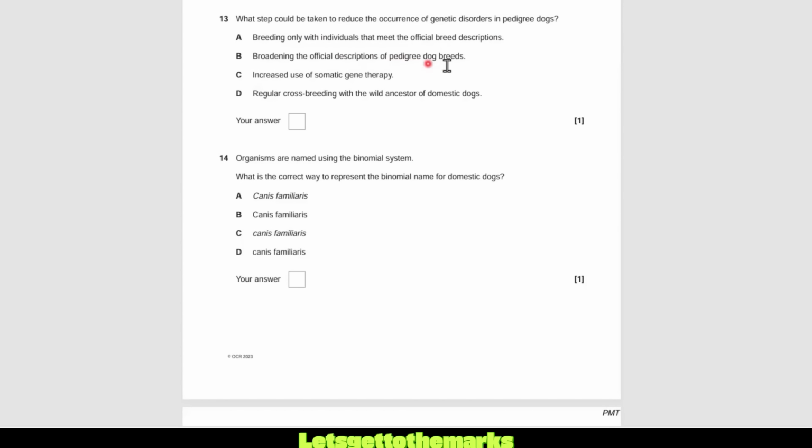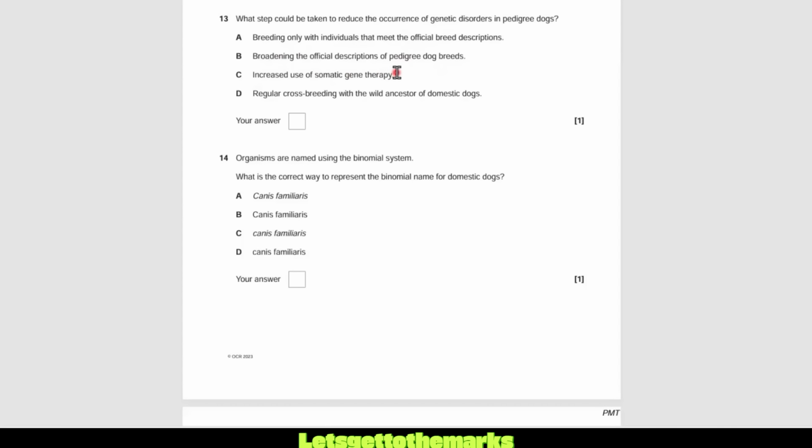Broadening the official descriptions of pedigree dogs will definitely reduce the occurrence of genetic disorders. If you're saying your dogs can only be of a certain height, like Chihuahuas can only be, I don't know, below a certain mass or whatever, you're going to exclude some of the gene pool when it comes to breeding, and you're going to reduce the gene pool. So this is going to widen the gene pool by allowing other variety, or dogs with different alleles, in.